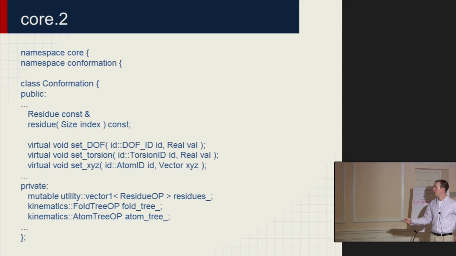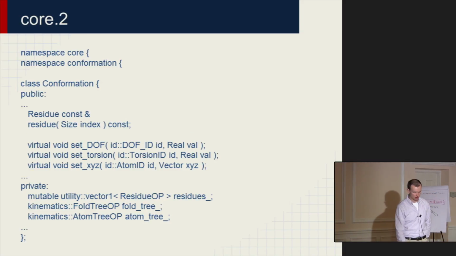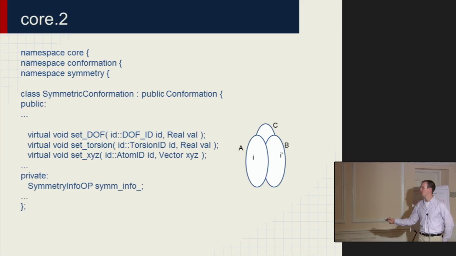Okay, one more thing to point out about conformation is that it's meant to be derived from. So set DOF, set torsion, and set XYZ are all virtual functions. And this paves the way for the symmetric conformation class. It overrides the behavior of set DOF, set torsion, and set XYZ, and it does so with the help of this symmetry info object.